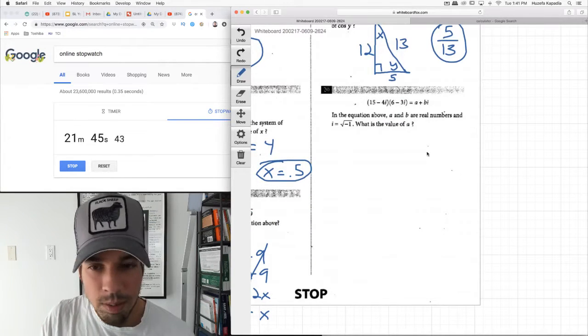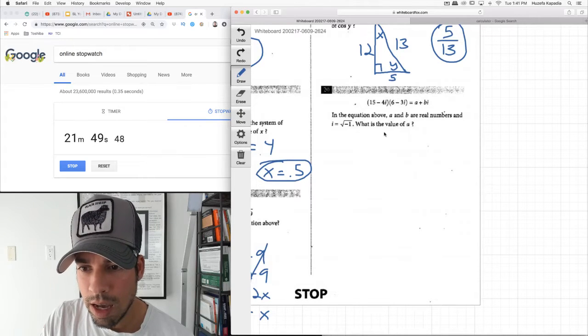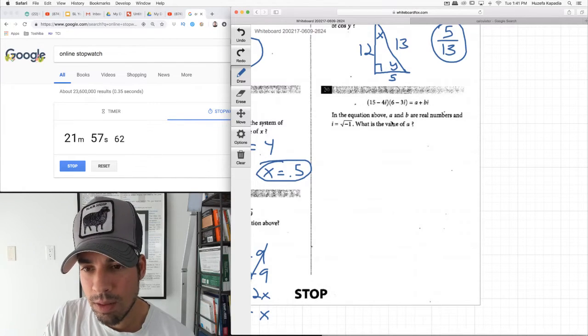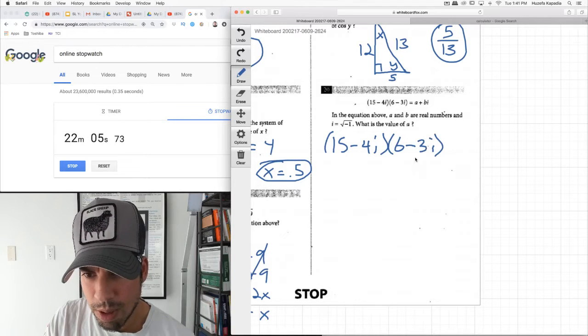Imaginary numbers, something that is now tested pretty regularly. A and B are real numbers. What is the value of A? Look, same thing. I told you. You see this? Just FOIL instinctively. Don't even think about it. So we're going to FOIL the left side, and then we're going to figure out what's going on. So this becomes 15 minus 4. Now we're in good shape. You see, time-wise, I picked up the pace, and we're okay now.